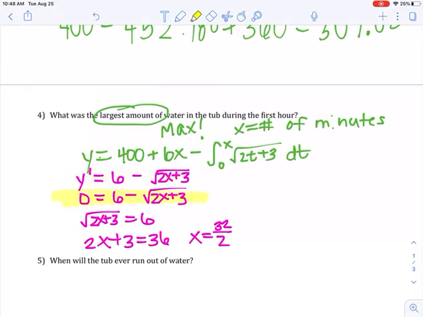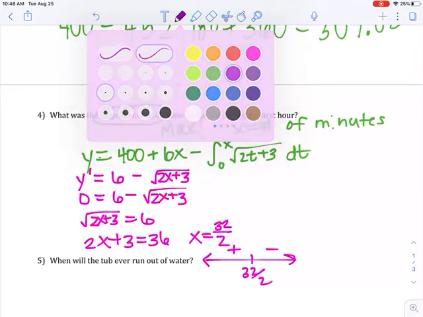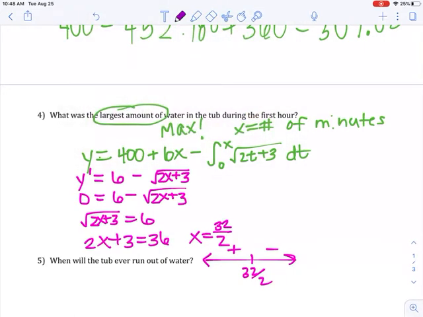So I get x is 32 halves for my critical point. Here, I have the derivative. I then set the derivative equal to 0. Add the radical to the other side. Square both sides. Solve for x. It is important that we make sure that this is a maximum, that indeed, when we plug values in to our derivative, we go from positive to negative.